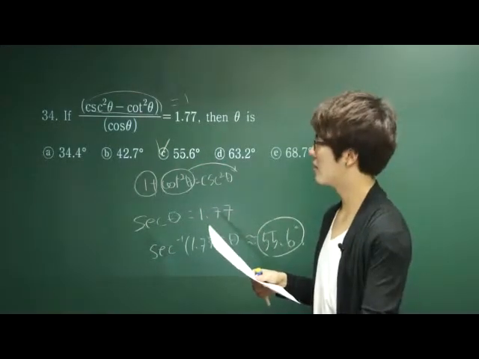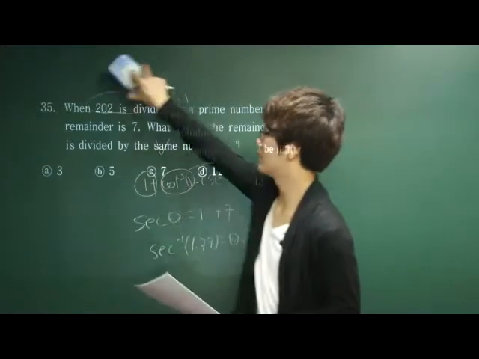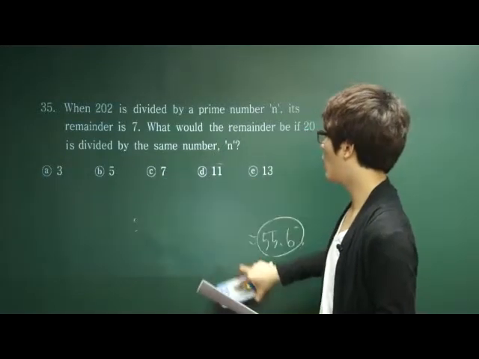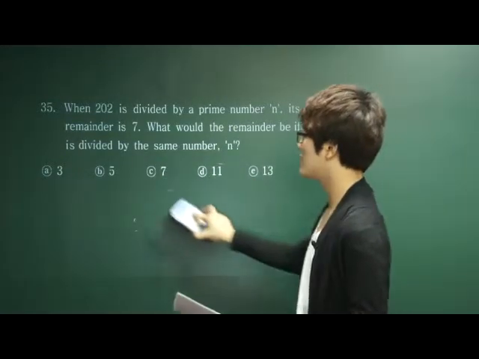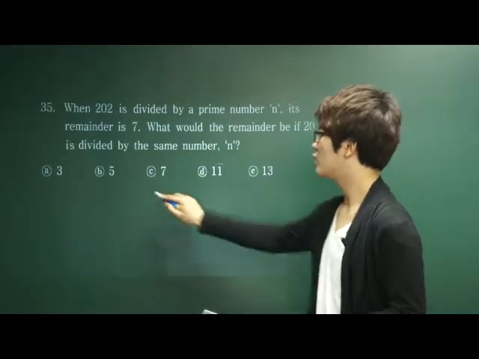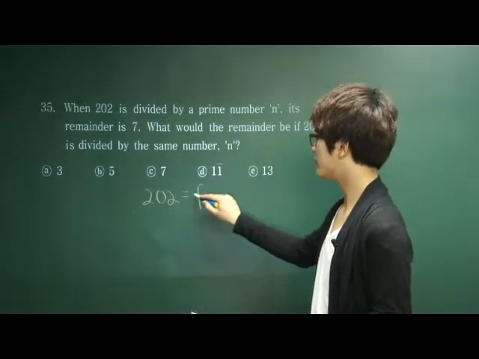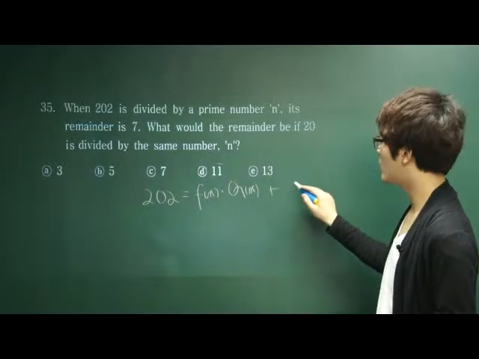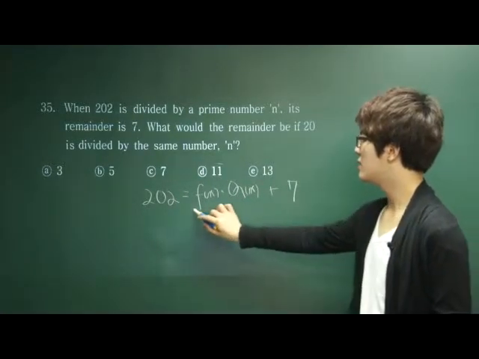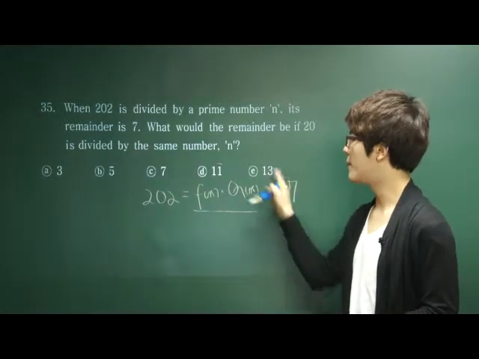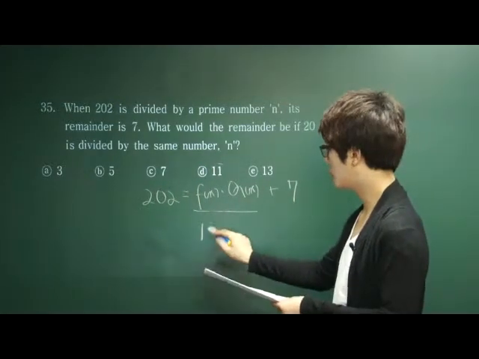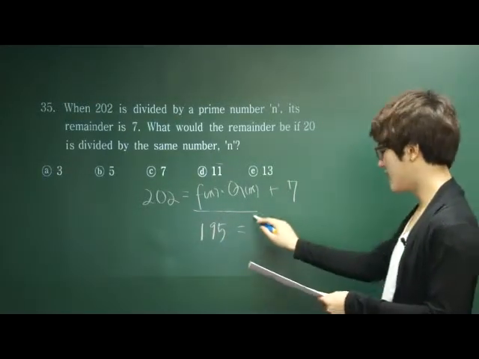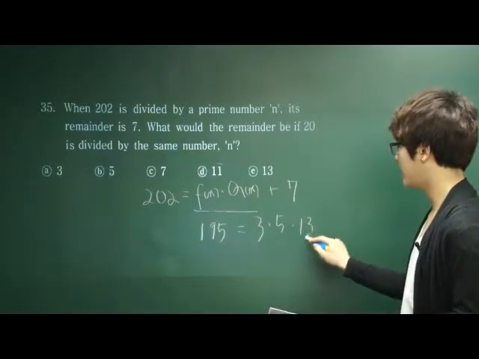Okay, let's move on to number 35. 35 says, when 202 is divided by a prime number n, its remainder is 7. What would the remainder be if 20 is divided by the same number n? Okay, so 202 is divided by something, quotient, plus remainder. Remainder was 7. Okay, so this value has to be 202 minus 7, which is 195, right? Let me factor this. 195 can be rewritten as 3 times 5 times 13, right?